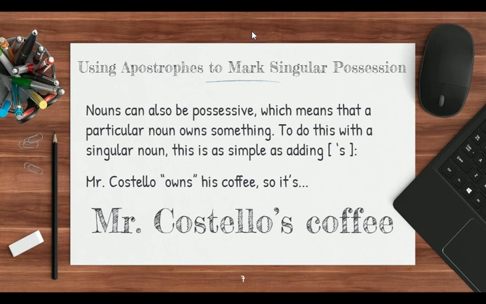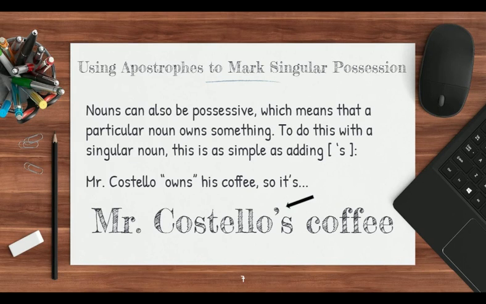All right, so nouns can be possessive. Now, to do this with a singular noun, we just add an apostrophe S. So when these nouns own something, just an apostrophe S indicates that ownership. So, for example, Mr. Costello, quote unquote, owns his coffee. So it's Mr. Costello's coffee.